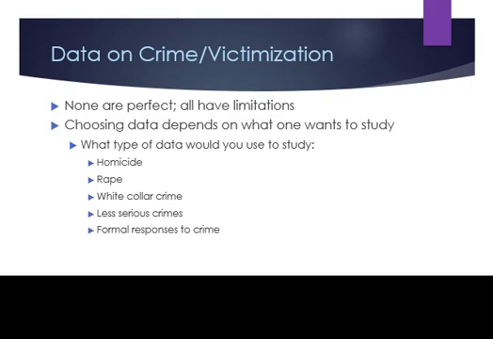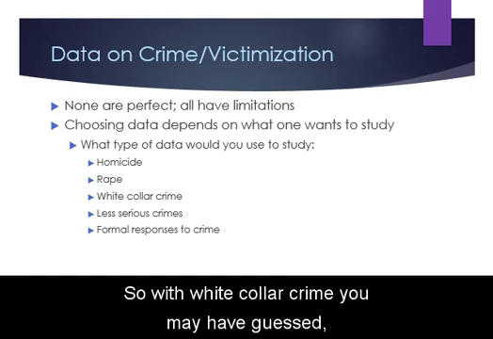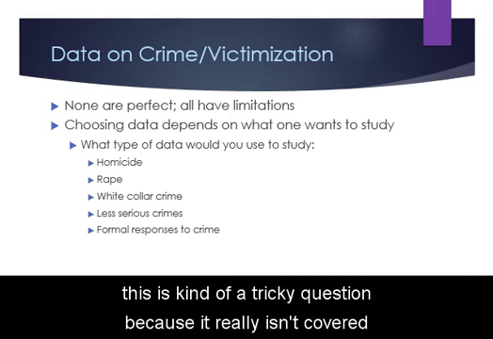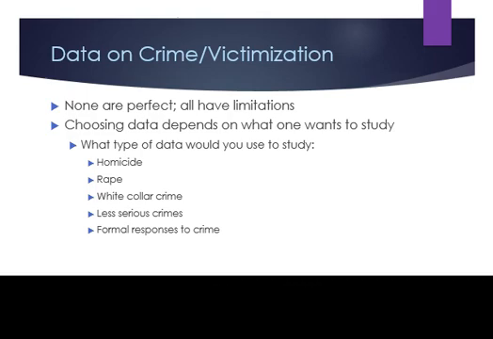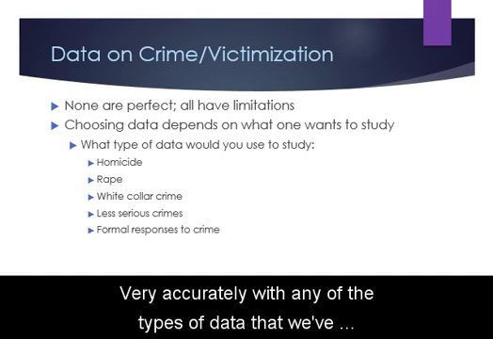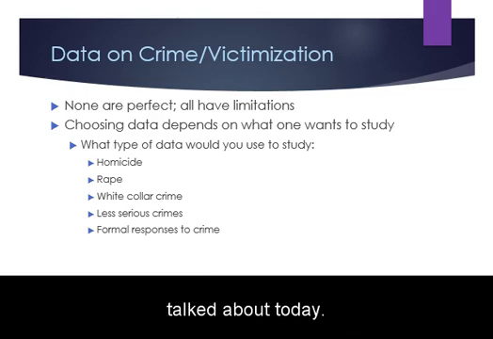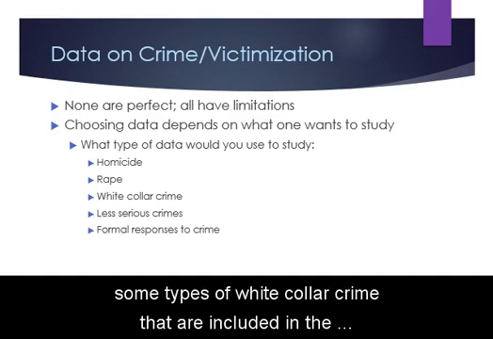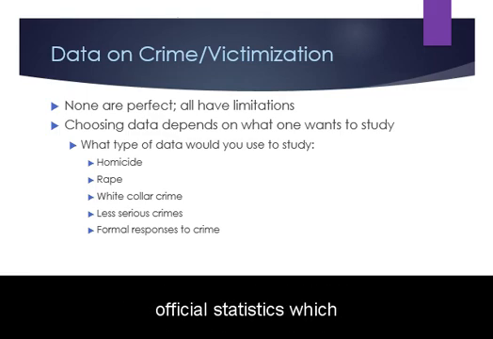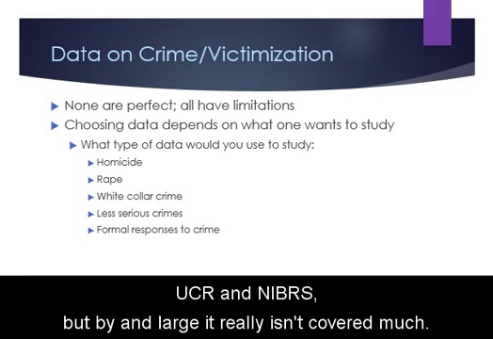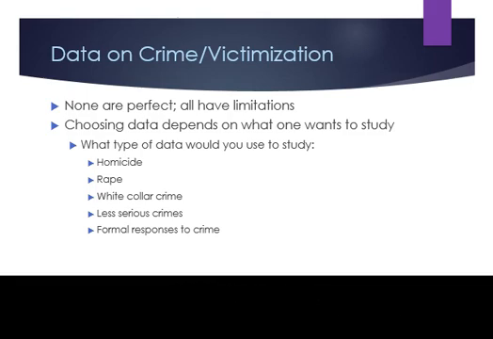So with white-collar crime, you may have guessed this is kind of a tricky question, because it really isn't covered very accurately with any of the types of data that we've talked about today. There are some types of white-collar crime that are included in the official statistics, which include the UCR and NIBRS, but by and large it really isn't covered much.